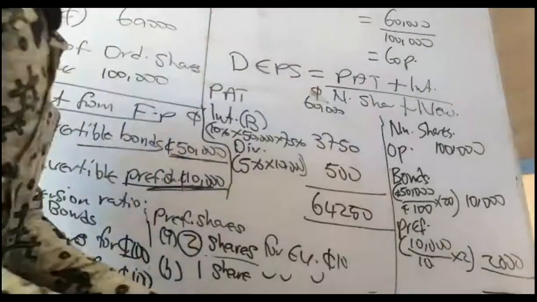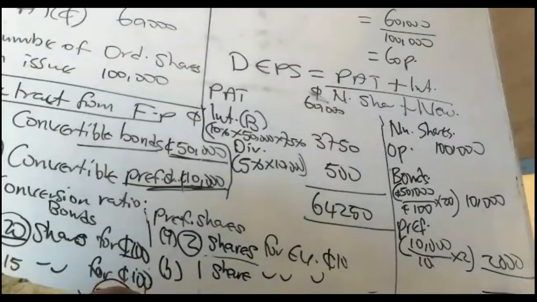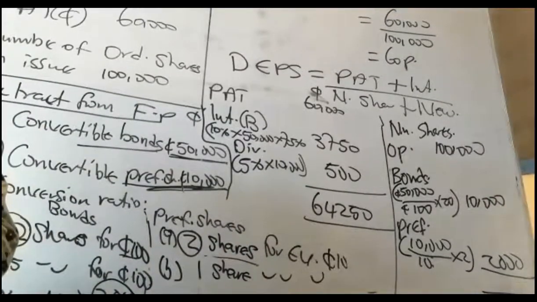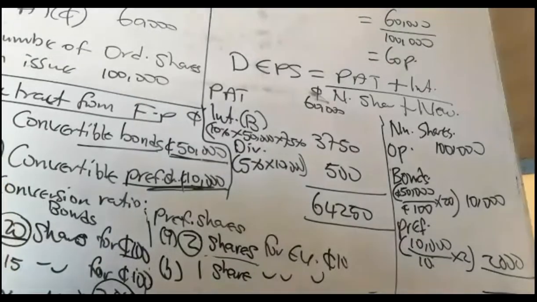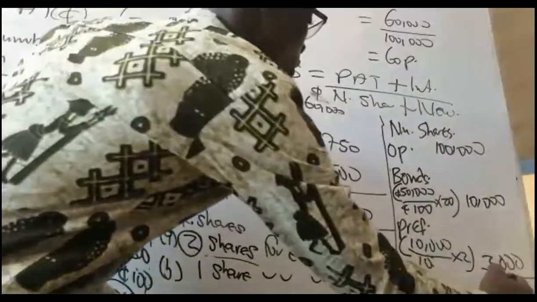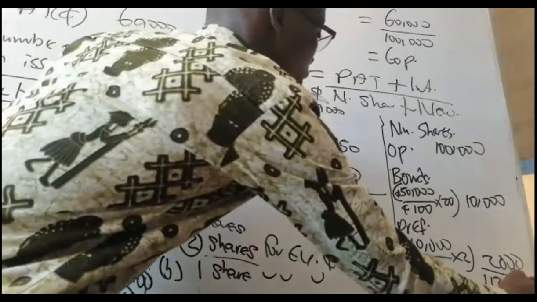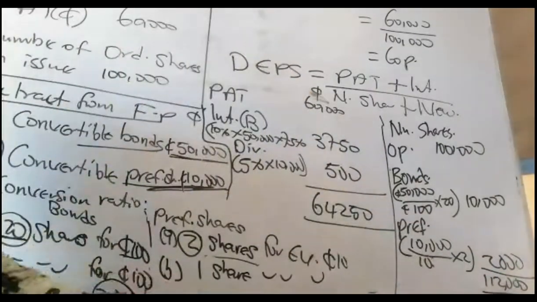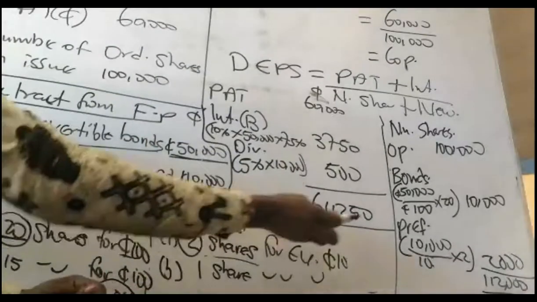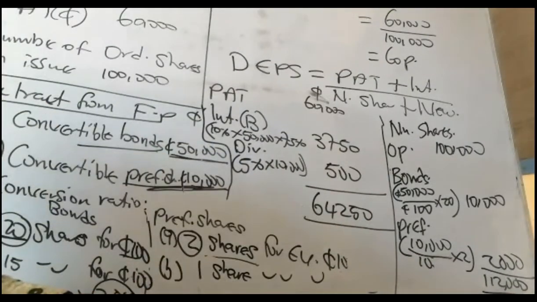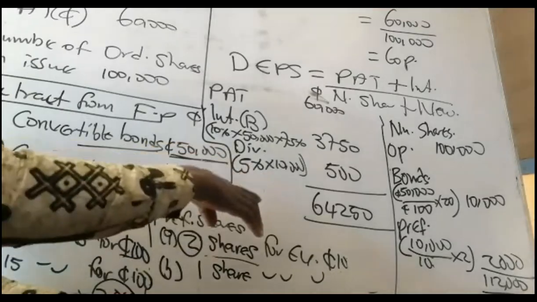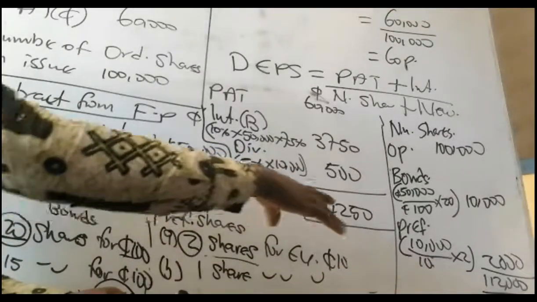So putting all together, what is the number of shares? The number of shares will be 100,000 plus 10,000 plus 2,000. That will give us 112,000 shares. Perfect. So now we have the new profit against the new shares. So diluted earnings per share, so divide the amount by this.